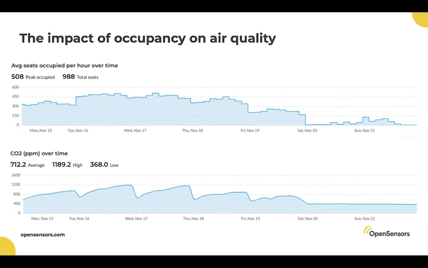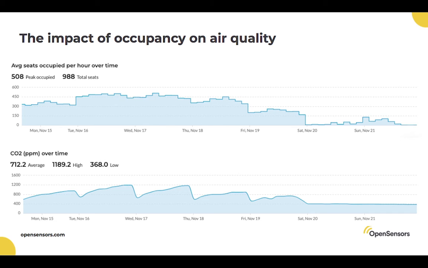So next up, we're going to have a look at the relationship between occupancy and air quality, and what actually makes this air quality drop. The two graphs here are showing a week period from a client of ours in London back in November '21. And you can see immediately there is a very strong pattern between the two.